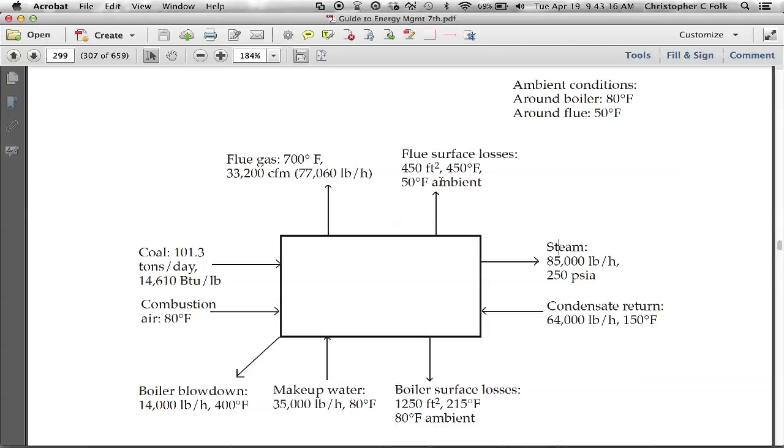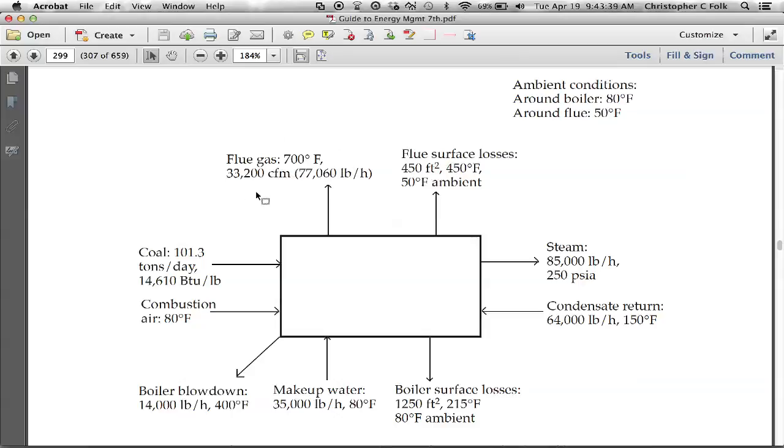Okay, and they're showing that that flue has a surface area of 450 square feet. You could calculate that the same way you'd calculate the surface area of a cylinder, or maybe it's more than likely round. Okay, and we can see what that temperature is, but we can also see that it's in 50-degree ambient air. So that's the surface loss.